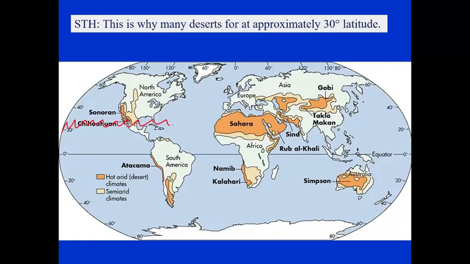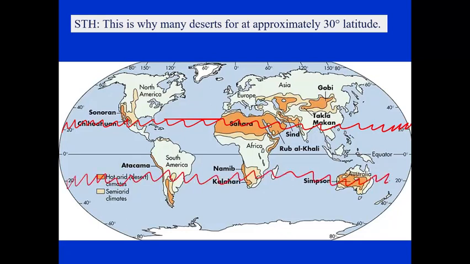So 20 to 30 degrees. If I draw in right here, you'll notice there's a lot of deserts between 20 and 30 degrees. So, the Atacama Desert, right? The deserts in Argentina and Chile, the Namib, the Kalahari in South Africa, the Simpson Desert in Australia, the Sahara Desert in North Africa, the Chihuahua and Sonora deserts, even here in Texas, in the American Southwest, the Arabian Desert, right?